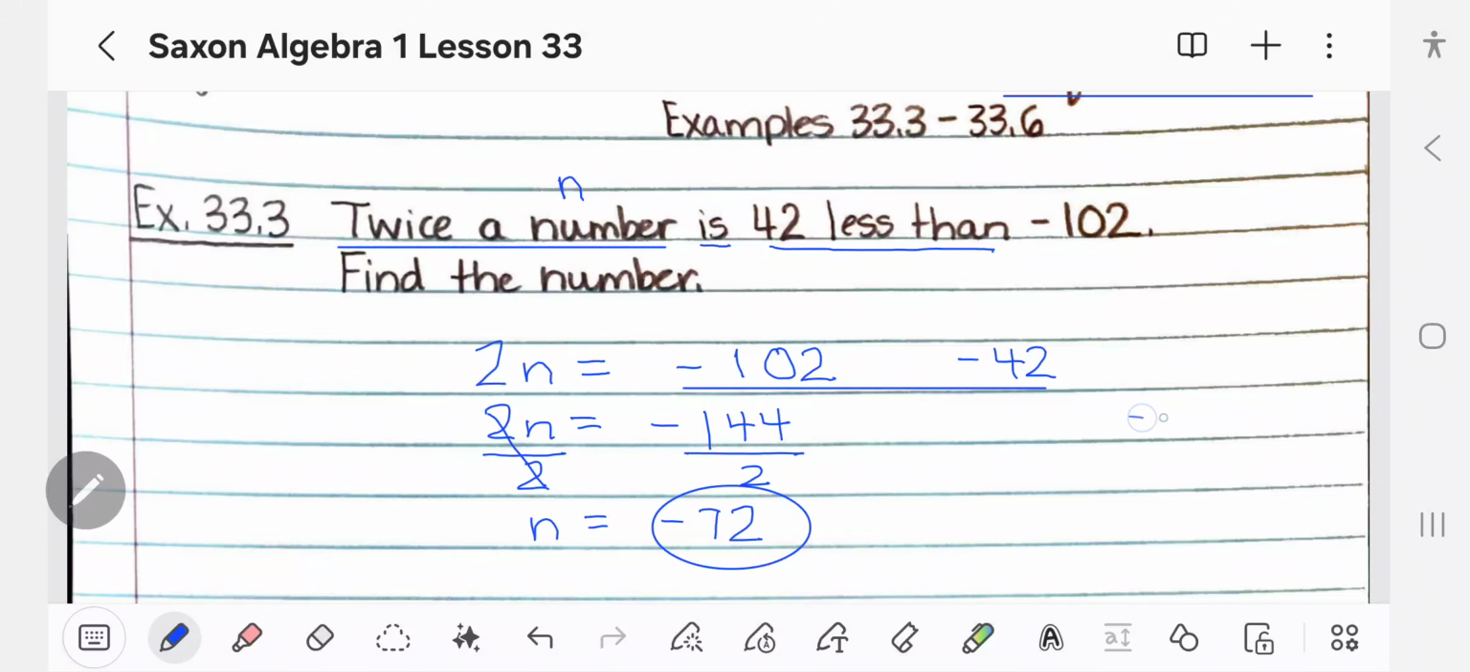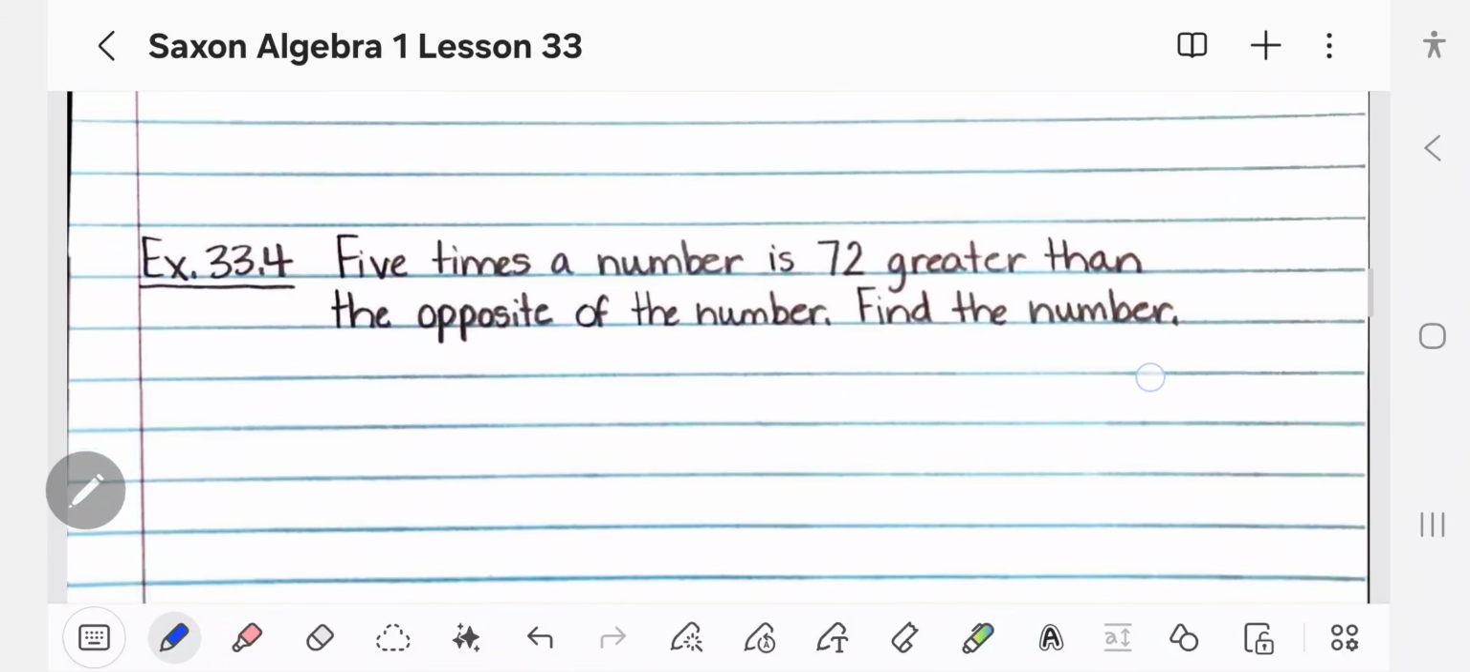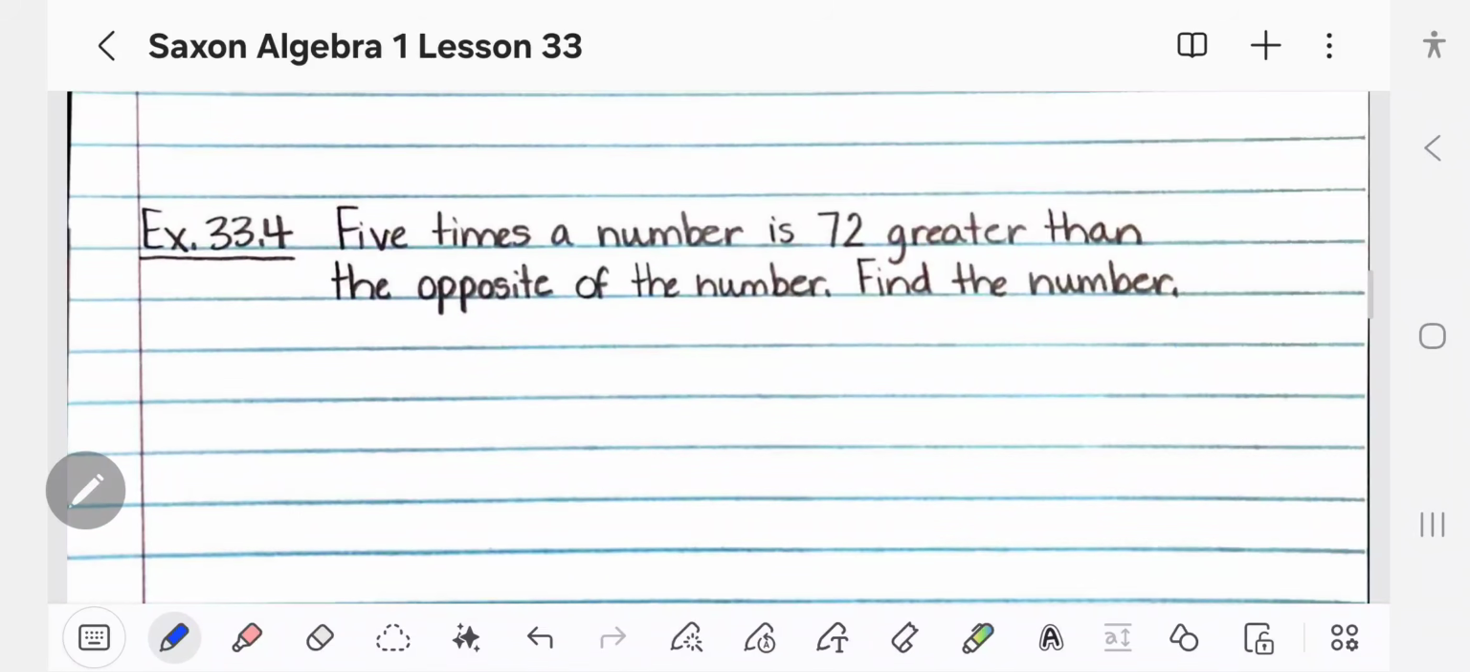Twice a number, so let's do negative 72 times 2, and that's going to be negative 144, is 42 less than negative 102. So 42 less than negative 102 would be negative 144. And we end up with the correct answer. It checks. So doing it this way is the same as what we have been doing, and I find that students seem to get confused less easily. They are able to do it better if we do it this way.